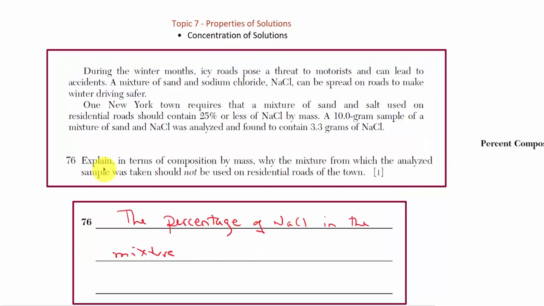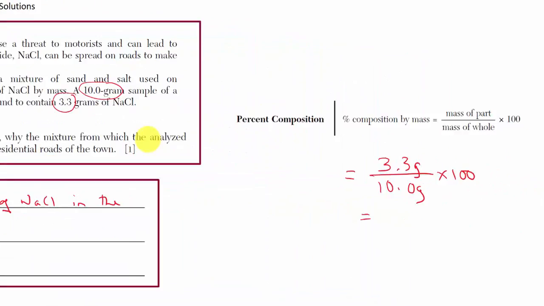Question 76. Explain in terms of composition by mass why the mixture from which the analyzed sample was taken should not be used on residential roads of the town. Well, the town has a rule that the mixture cannot have more than 25% of the sodium chloride by mass. So let's calculate what it does have. It has 3.3 grams in every 10 gram sample.